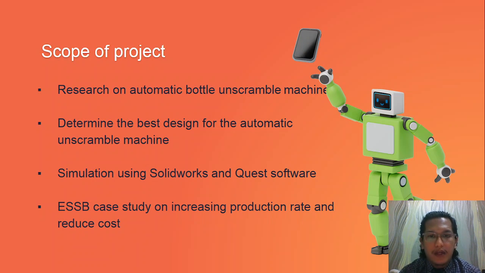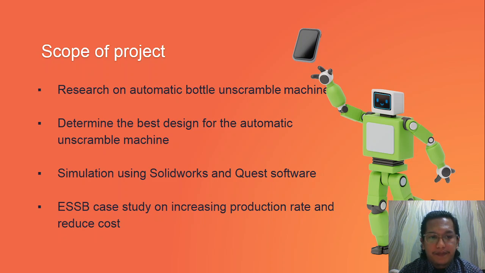For the scope of this project, first, to research an automatic bottle unscramble machine. This is to know the mechanism, the parts, and the function of each part, and what they can do when designing it. Then, to determine the best design for the automatic unscramble machine. The best design is one that is simple and less costly, because a more complex design can cost more.